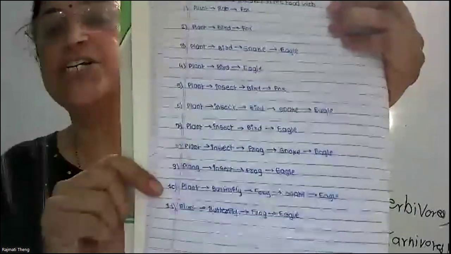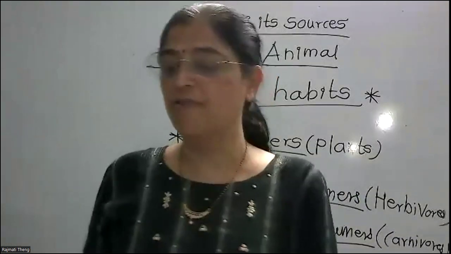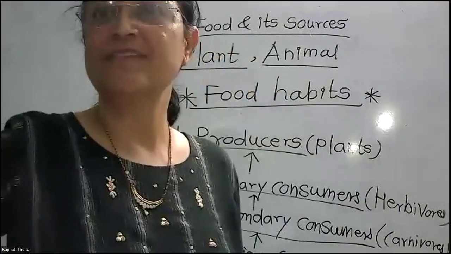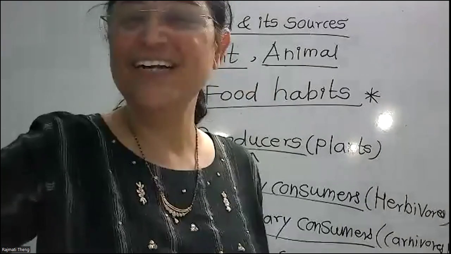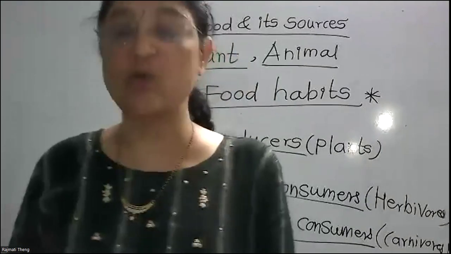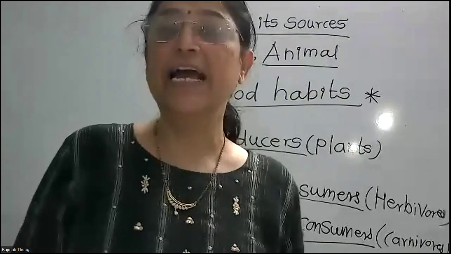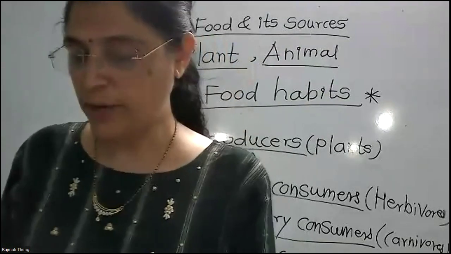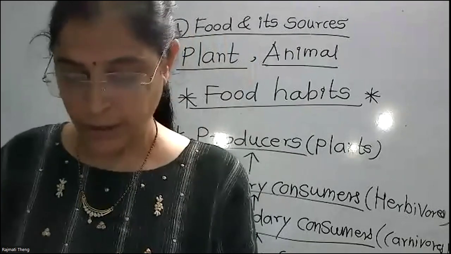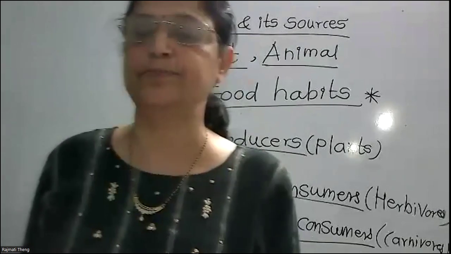Okay, like this you have to also identify. Very good beta, Devansh. Very good. Okay, like this you have to also identify how many food chains are present in the food web. Okay, so understand about this chapter.